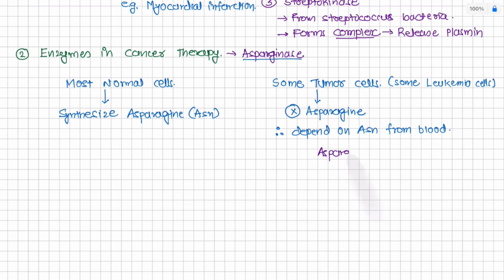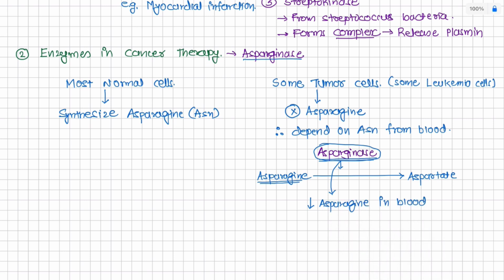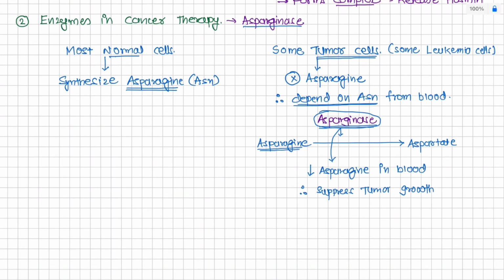This is where asparaginase comes in as a brilliant therapeutic strategy. Asparaginase is an enzyme that hydrolyzes asparagine, meaning it breaks down asparagine into aspartate. When we give asparaginase as a drug, it depletes asparagine from the blood. Normal cells can survive this because they can make their own asparagine, but tumor cells that depend on external asparagine cannot get what they need. This suppresses tumor growth. Essentially, we are starving the cancer cells of a nutrient they desperately need. Clinically, asparaginase is used to treat acute lymphoblastic leukemia in combination with other drugs.